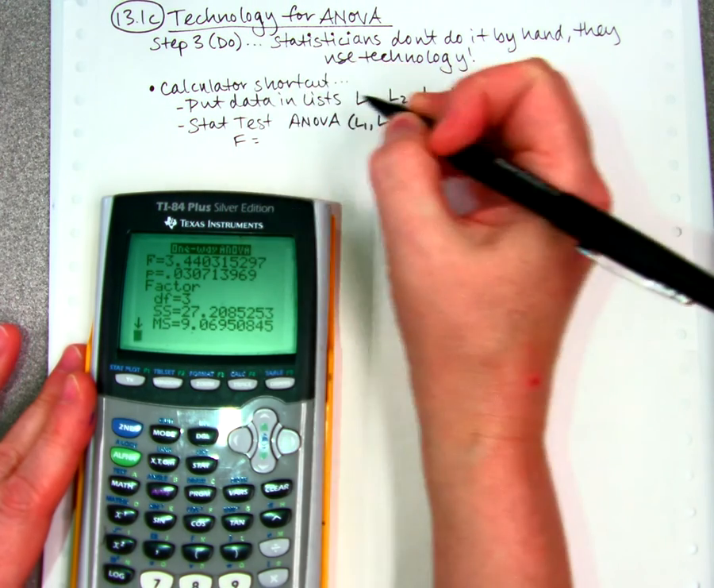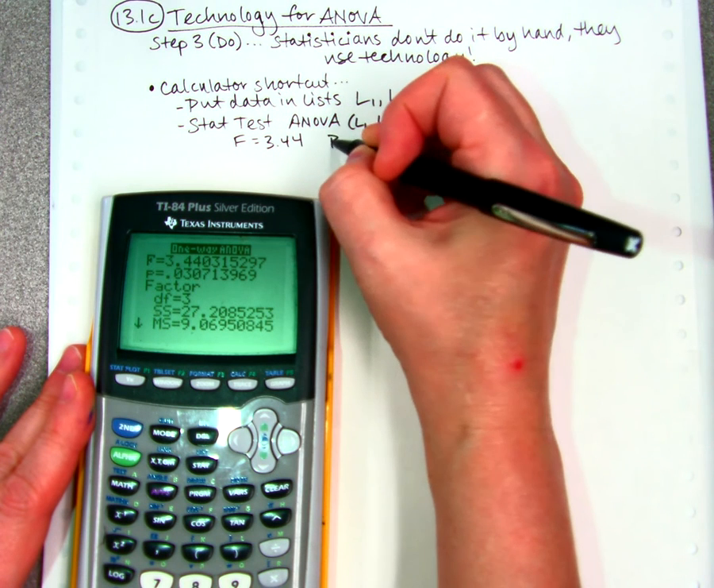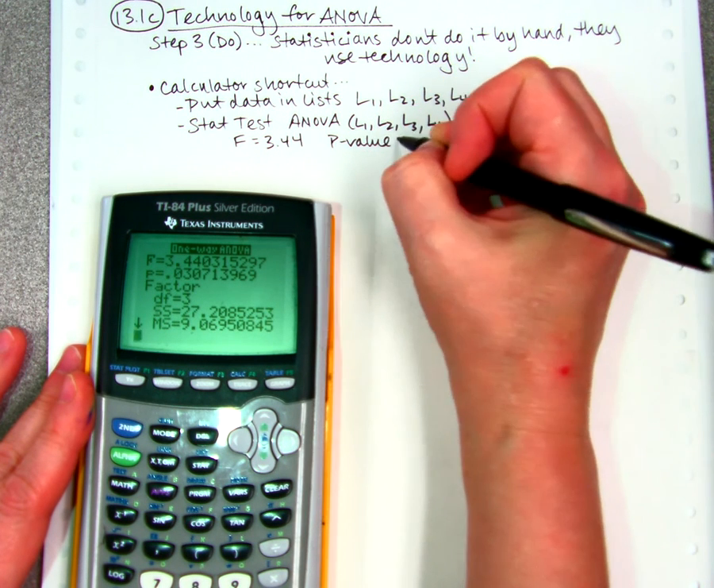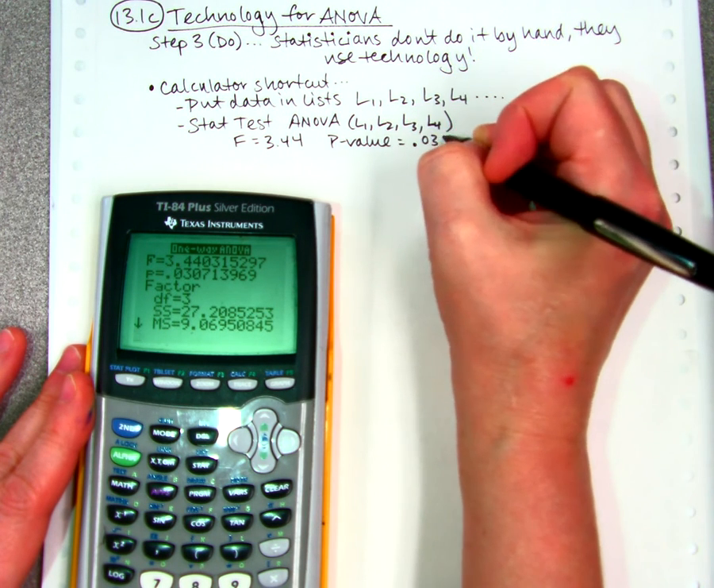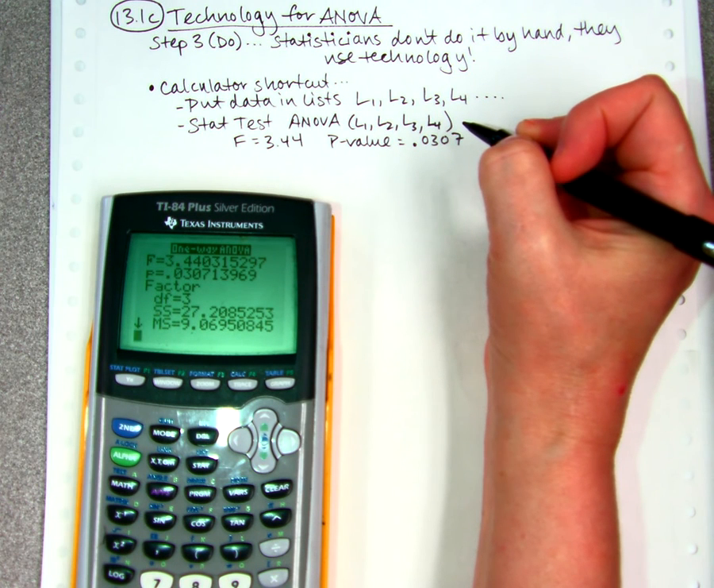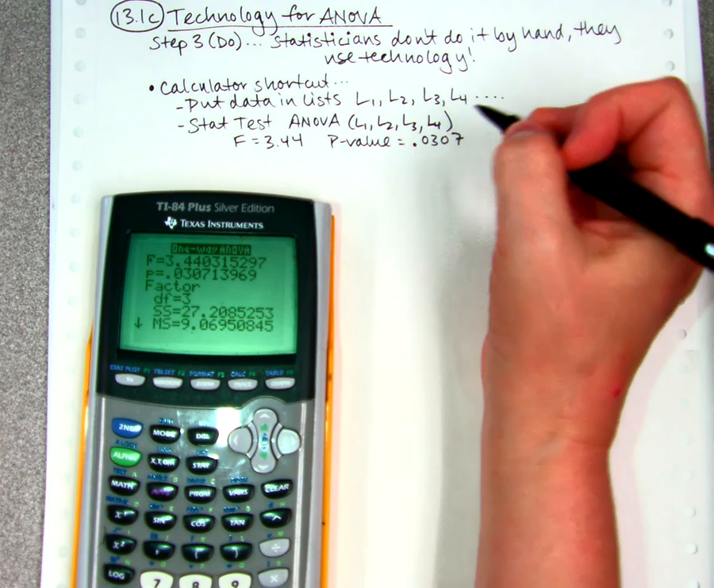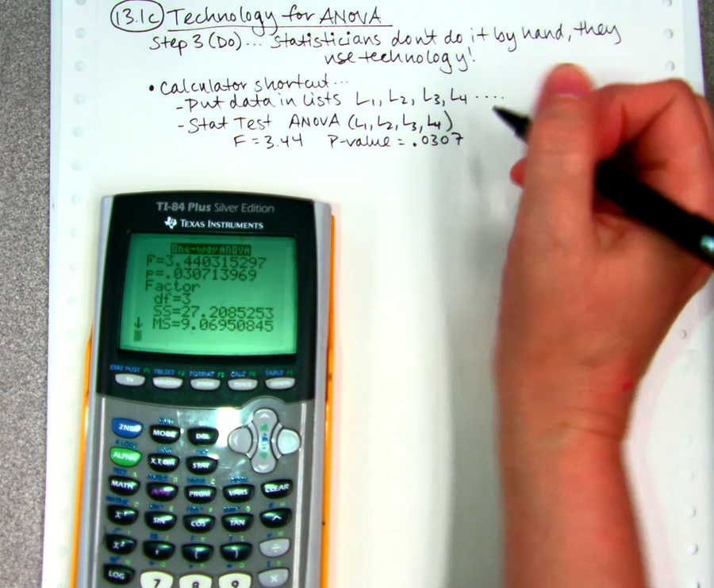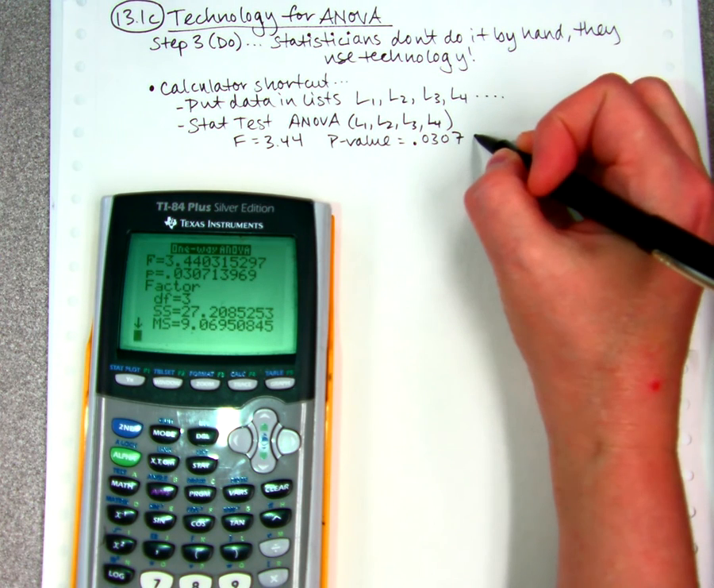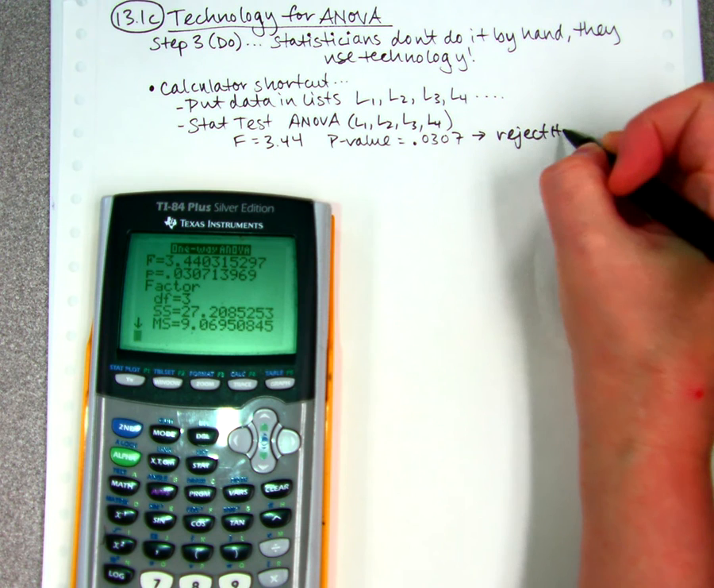So my F test statistic is 3.44. My p-value is 0.0307. And when I did it before, I got 3.69 and 0.024. It's because of the round-off error. This is more accurate than the other one. And so then, of course, we would look at this p-value, and we would use that to reject the null.